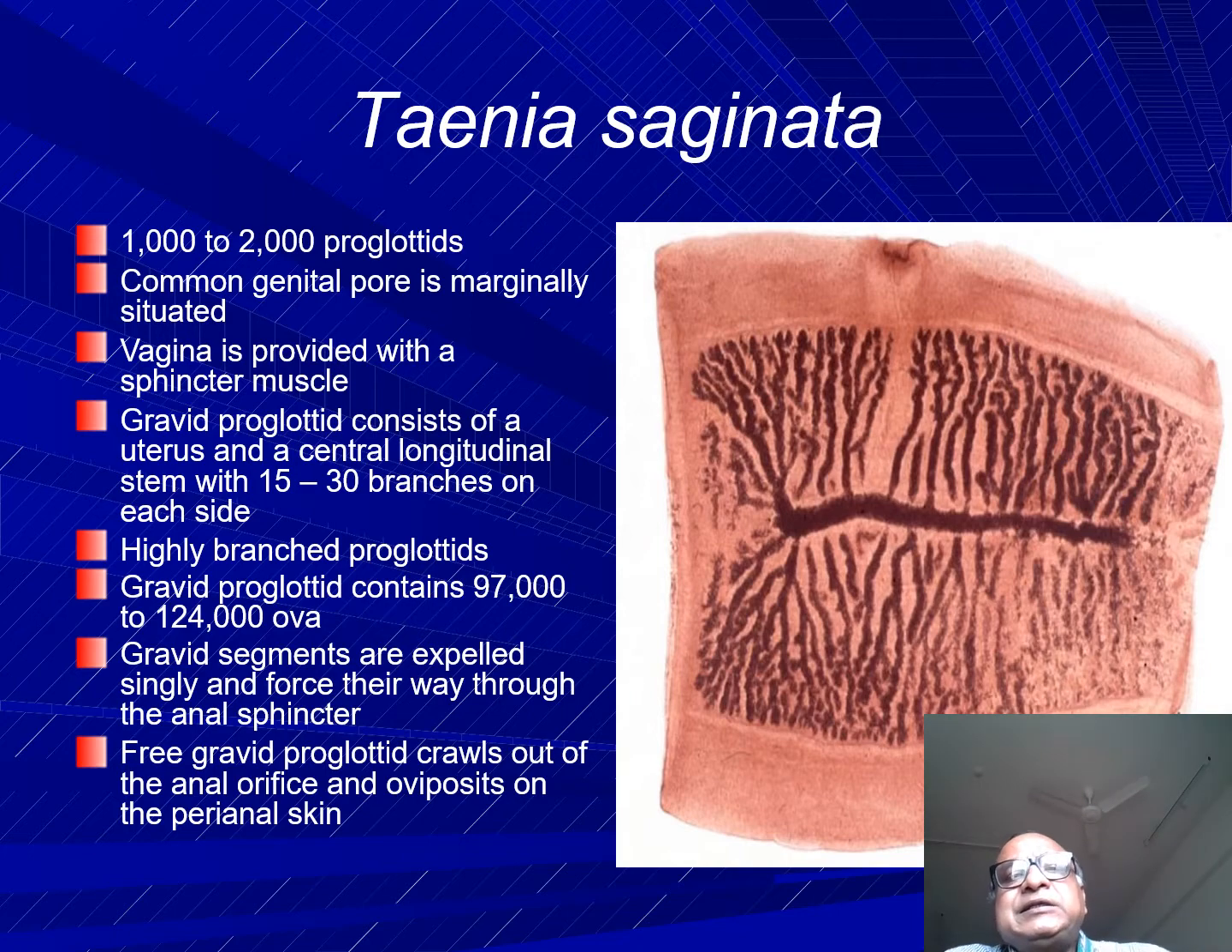Like that, the Taenia solium segments are smaller, broader, and less in length, while the Taenia saginata is longer. So you can remember from the size of the host: larger the host, longer is the proglottid. Also, the number of proglottids is more. It is 1,000 to 2,000 in Taenia saginata. It is lesser in solium. Further details are there, but this is a faster recapitulation, so I am not going into the details.